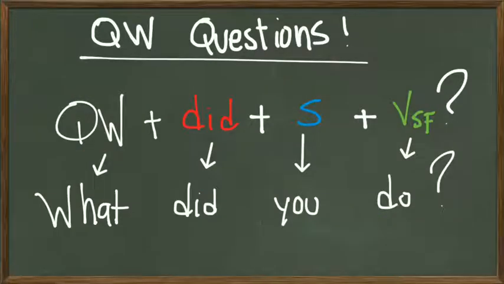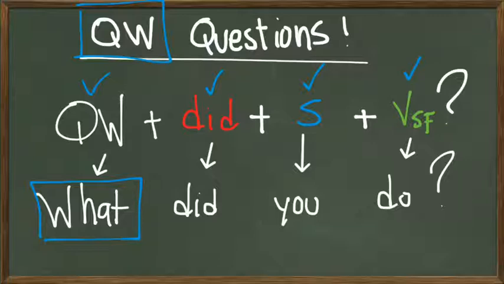Now, we have the last form, which is again questions, but this time using a question word. We follow the exact same formula, but we're going to insert a question word in the beginning before the auxiliary did. The formula is quite simple. We have a question word, which can be what, where, when, why, which, and then we have did, our auxiliary for the past, and then we have our subject and our verb. What did you do?